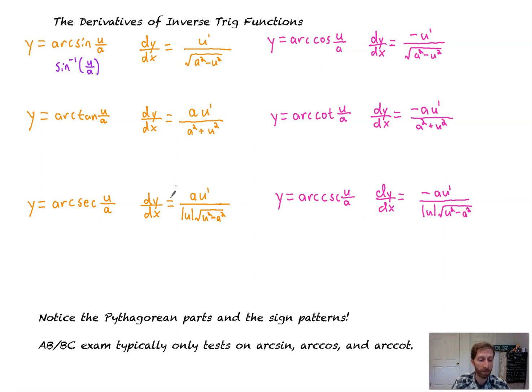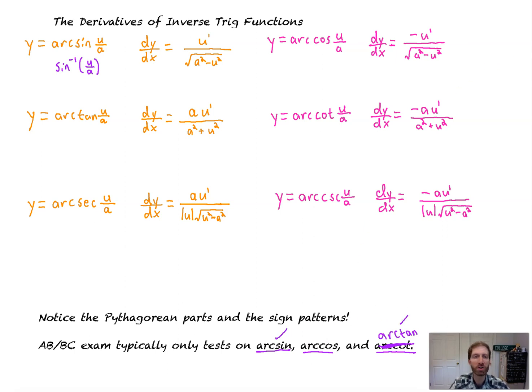So know those three. In general, the most popular things that are asked in the A, B, and BC exam are arcsine, arc cosine, and I put arc cotangent there. I'm going to erase that and say it's actually arctangent. I've seen arctangent, not arc cotangent. All right, so those are the three biggies, with arcsine and arctan being the two biggest, for whatever reason.